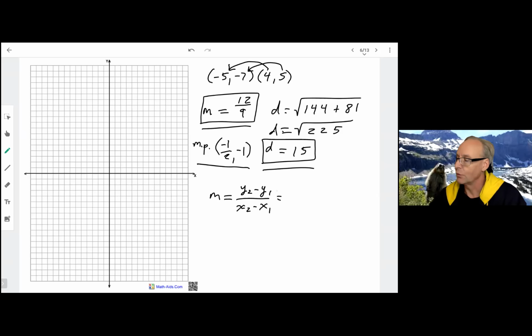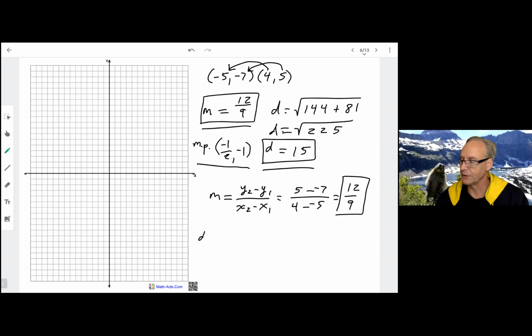Anyway, so y2 minus y1 over x2 minus x1, and I am going to subtract 5 minus -7. Now, I did this in my head, and it's a good idea to be able to, and I did 4 minus -5 in my head as well. So that is going to be 12 over 9 for my slope.